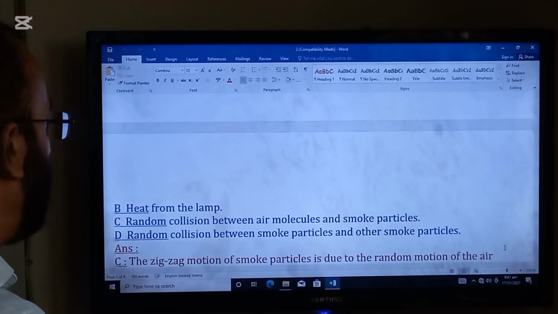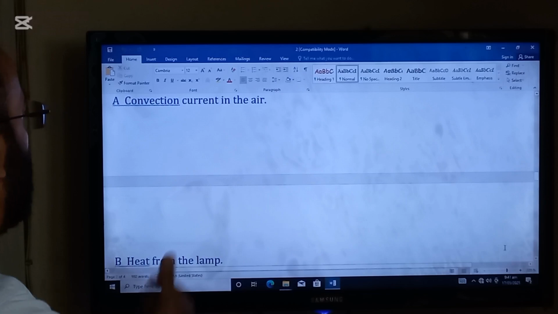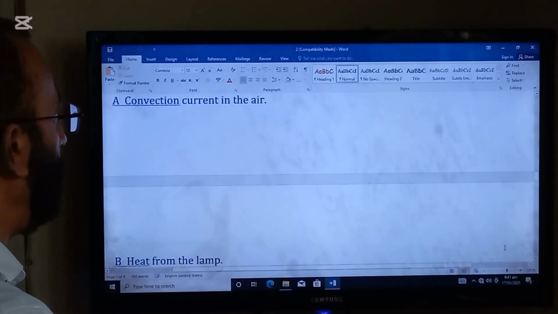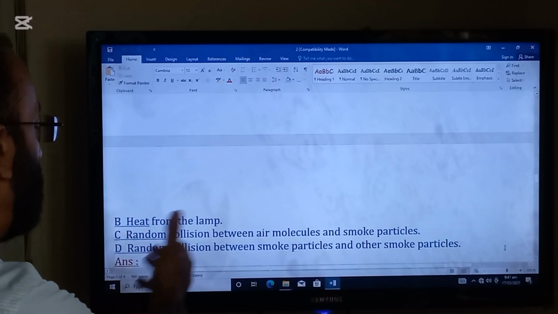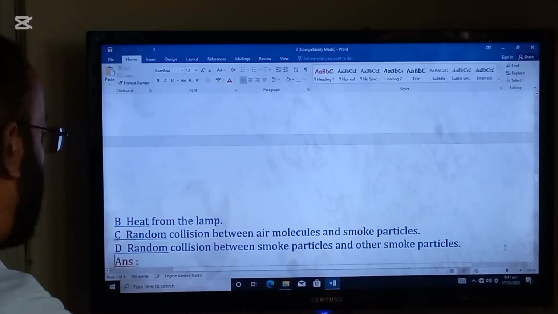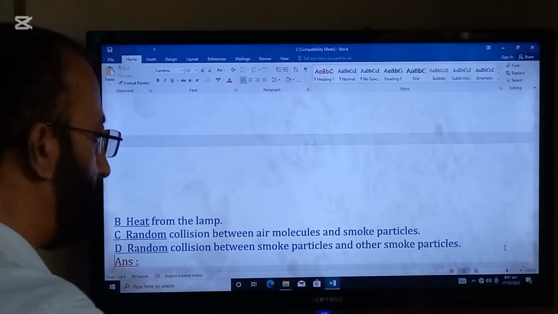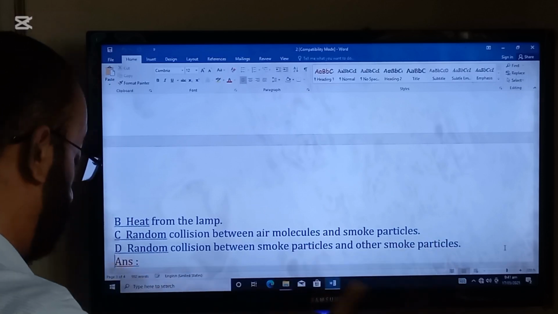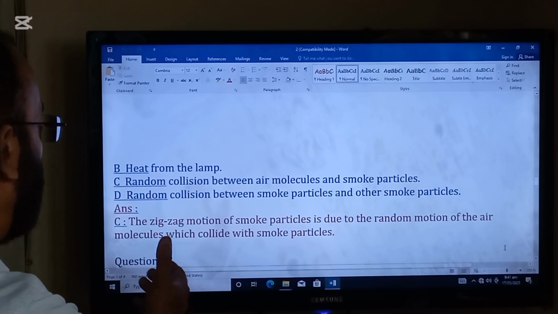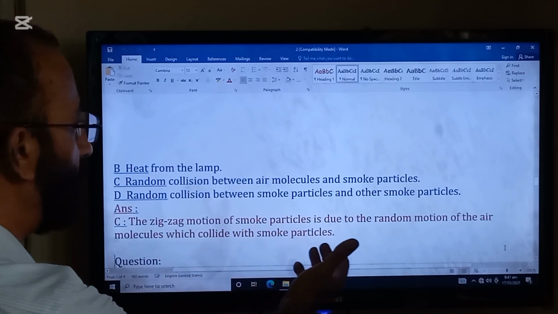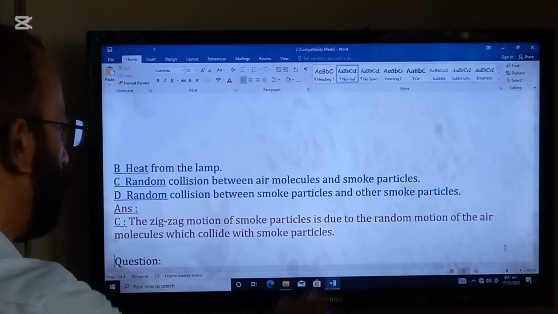Now we will see why A, B and D are not correct. The A option is convection current in the air. This is not right. B, heat from the lamp. This is not right. D, random collision between the smoke particles and the other smoke particles. This is a common error, not right. So C option is the answer. The zigzag motion of the smoke particle is due to the random motion of the air molecules which collide with smoke particles.